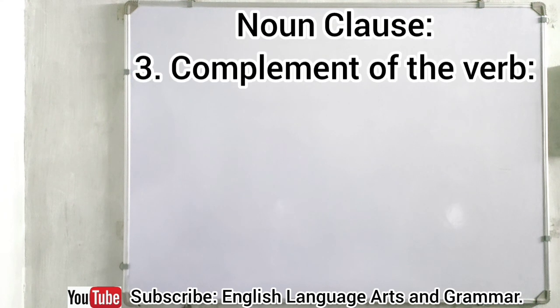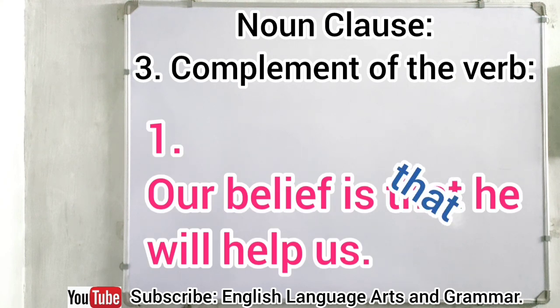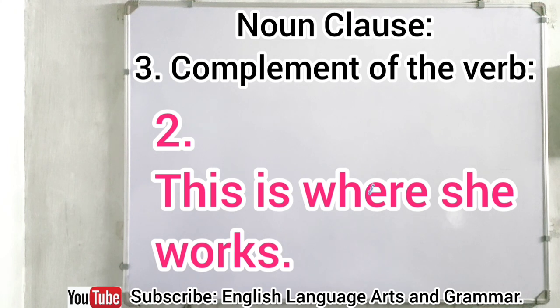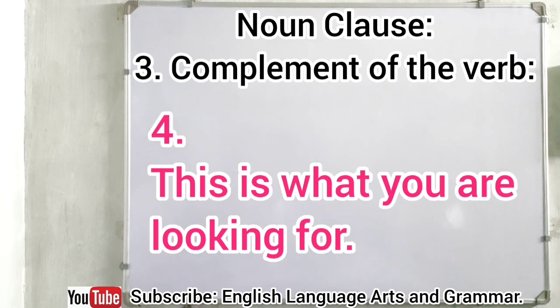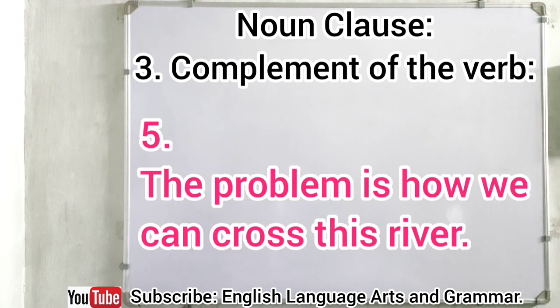Let us learn some examples with complement of the verb. Example 1. Our belief is that he will help us. Example 2. This is where she works. Example 3. My worry is why he should behave like that. Example 4. This is what you are looking for. Example 5. The problem is how we can cross this river.